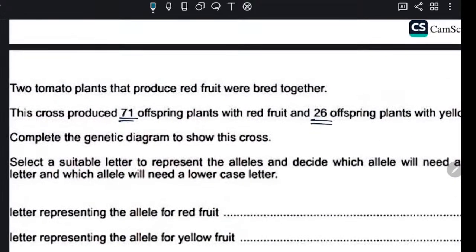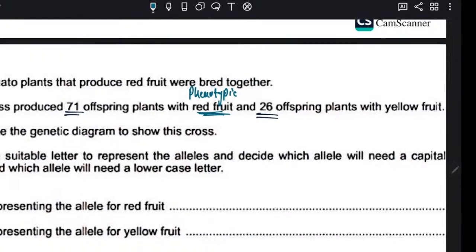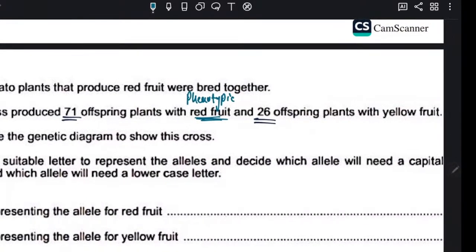And here we are talking about the cross that produced red fruit. This is what we call the phenotypic ratio, because they are talking about what they looked like. They had red fruit. These ones had yellow fruit. So we have 71 to 26. 71 had red, 26 had yellow. This is approximately a 3:1 ratio.